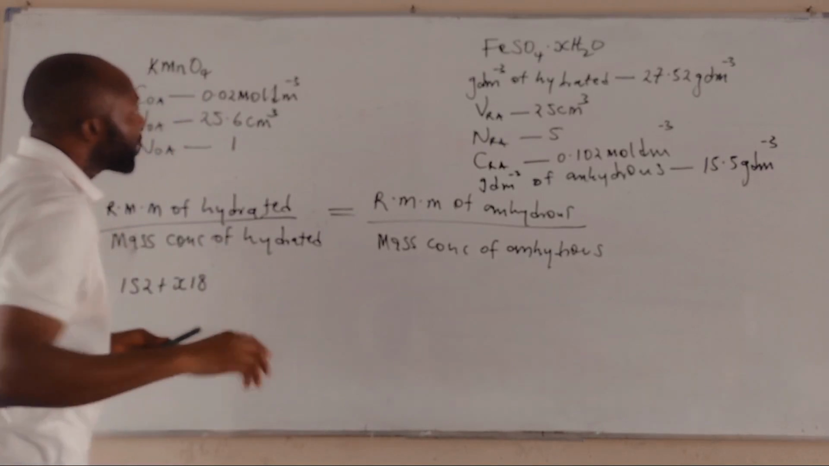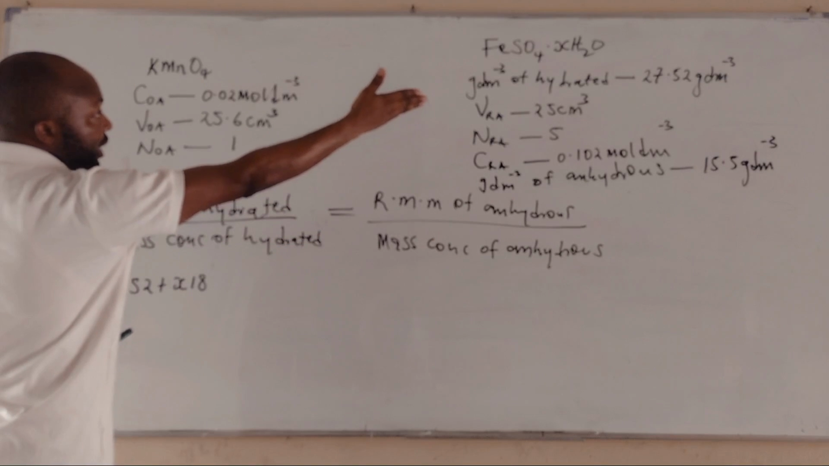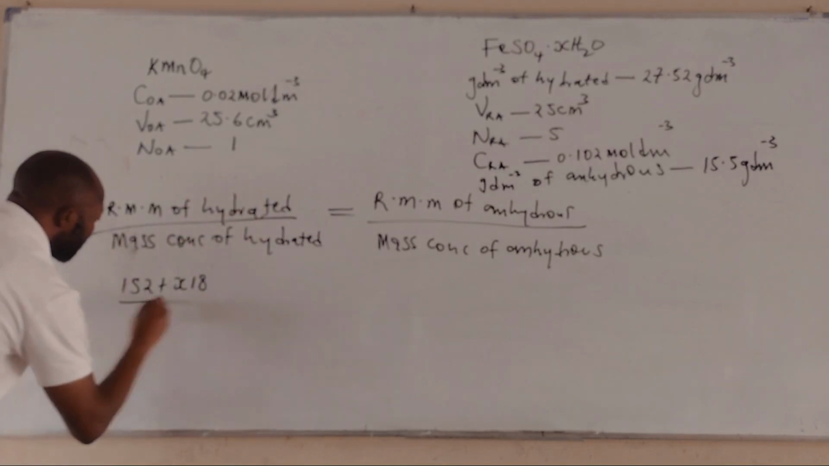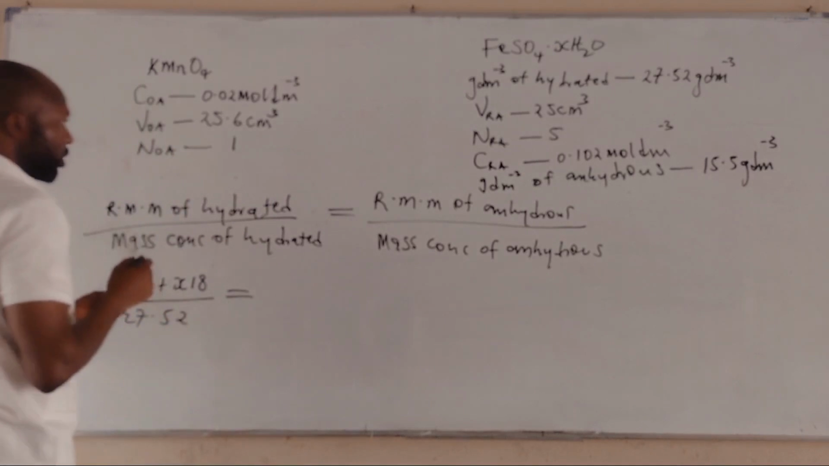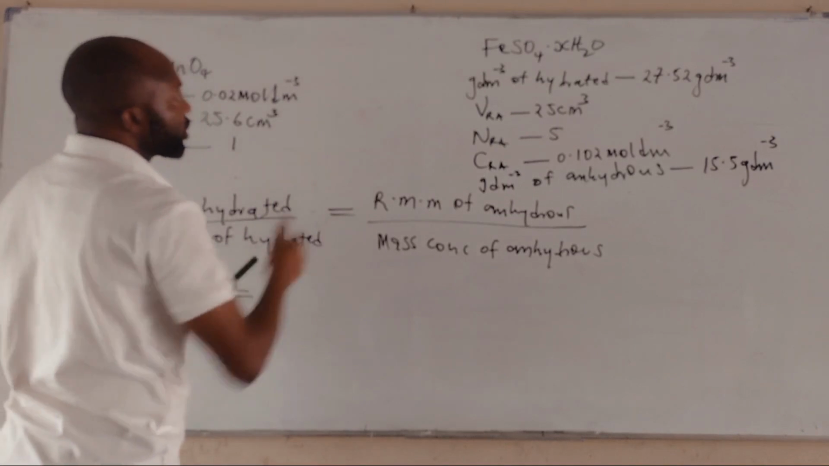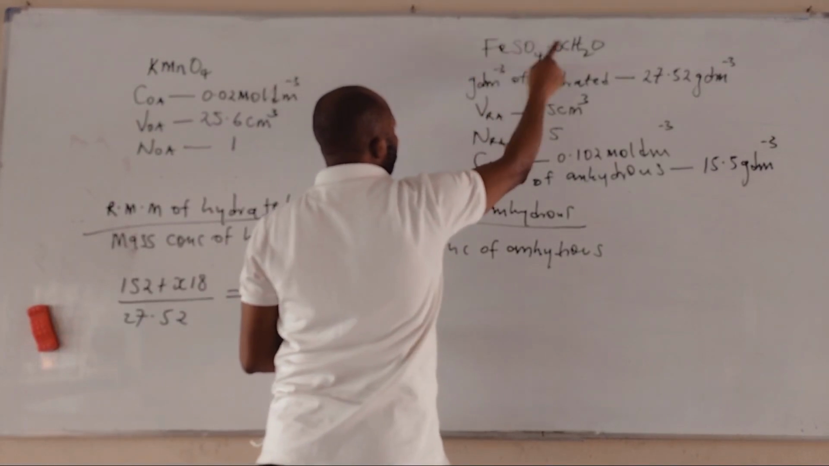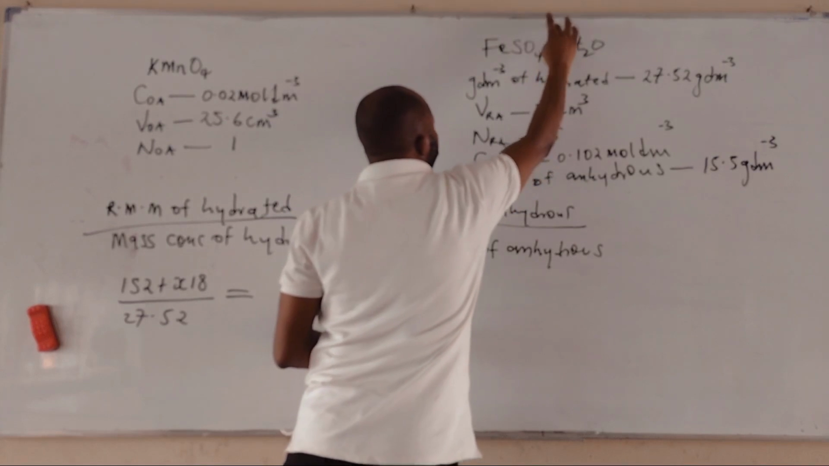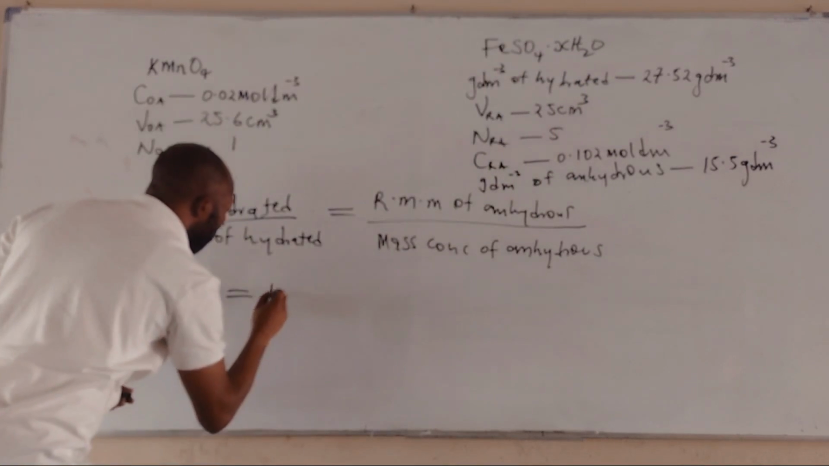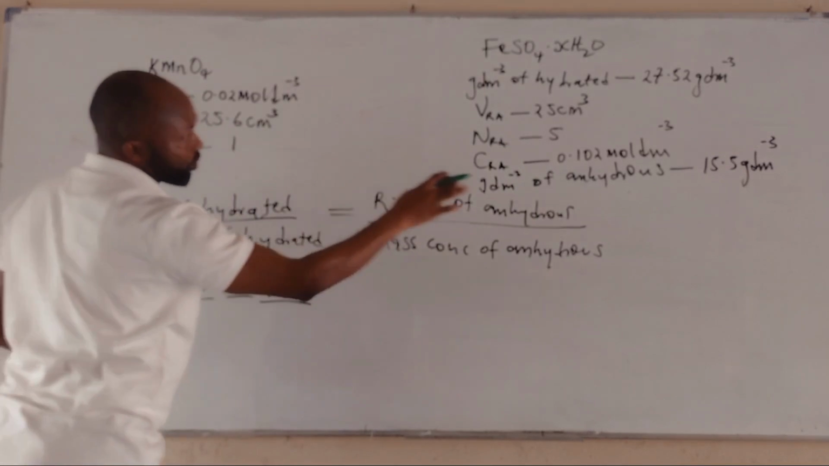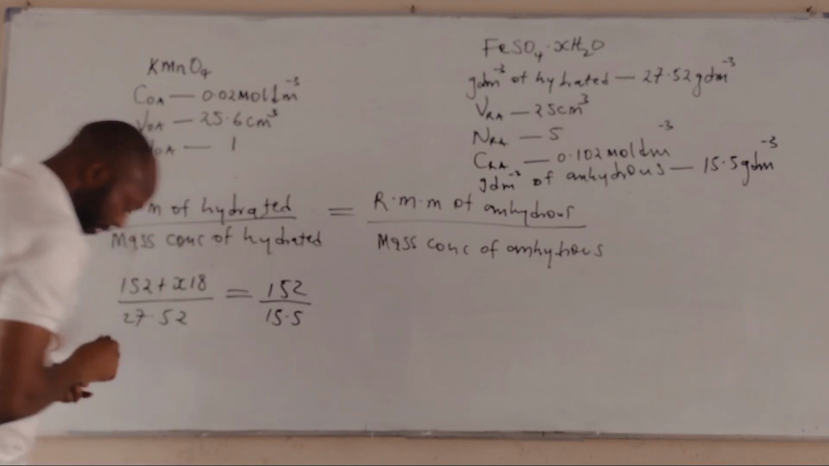So now, what is the mass concentration of the hydrated? Hydrated there is 27.52. This equals the relative molecular mass of anhydrous, which is 152, only this side, no water of crystallization. Hydrated contains this water, so I'm looking for this alone, which is 152, over the mass concentration of that, which is 15.5.